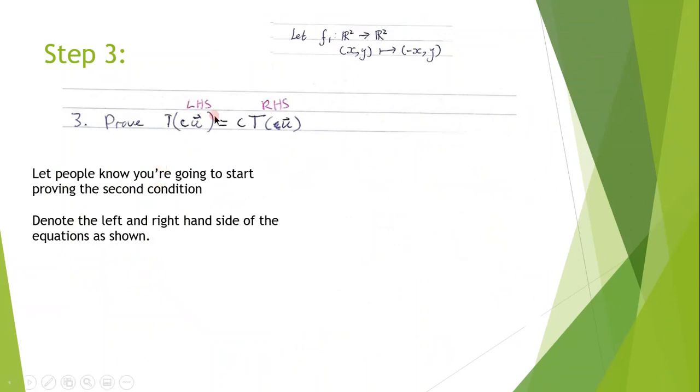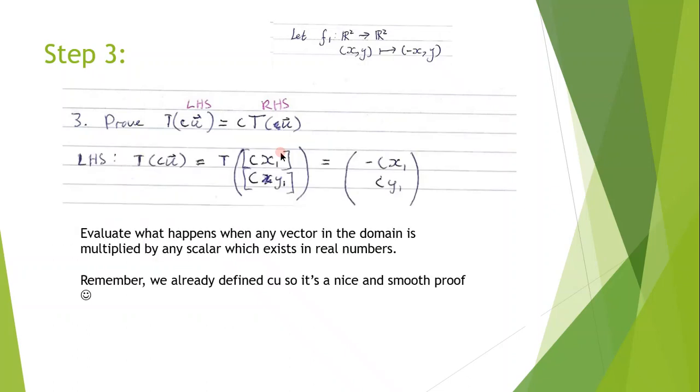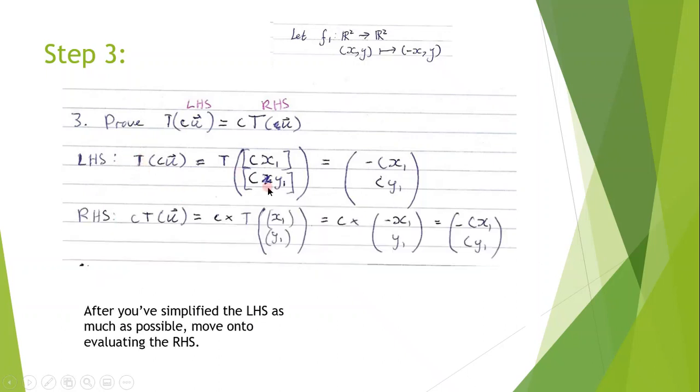Okay, step 3. Now you want to prove the second condition. I like to denote the left and right hand side of the equation shown, because that's what I use in my proof, so feel free to do that as well. It helps the teacher who's marking your work, and you as well when you're doing the proof. So evaluate what happens when any vector in the domain is multiplied by any scalar which exists in real numbers. Remember, we already defined cu, so it's a nice and smooth proof. You see what I mean? Look how nice and smooth that is. We just define everything at the beginning. So yep, left-hand side there. As you can see, it's all good.